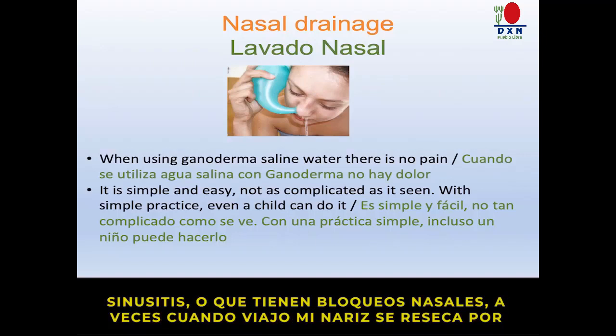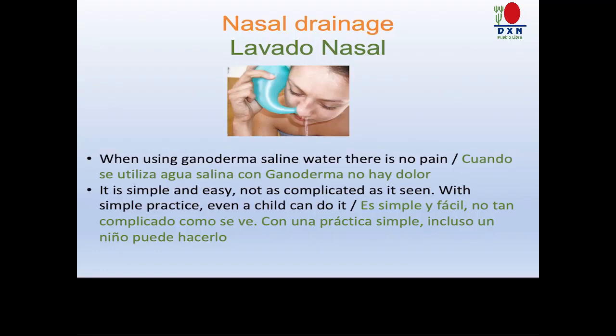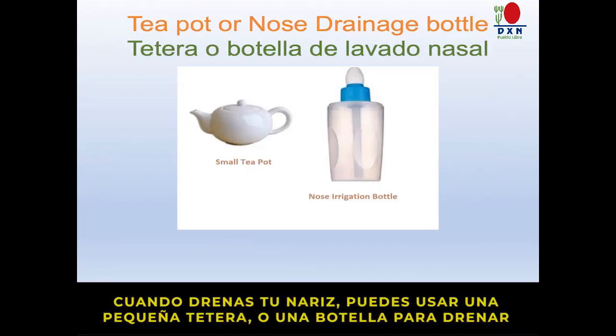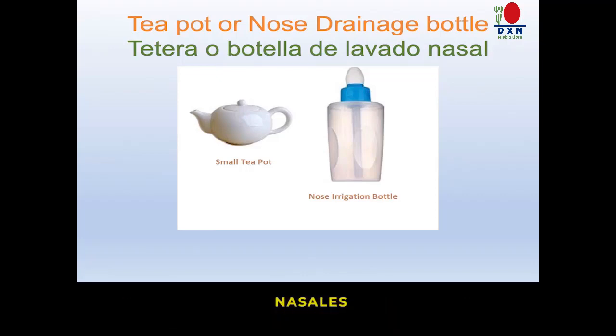Sometimes when I am traveling, my nose becomes dry, there's a lot of dust, everything. This method is very, very effective. To drain the nose, you can use a small teapot, or you can go and buy this nose irrigation bottle or the nose drainage bottle from the pharmacy, or you use the mineral bottle, as I showed you just now, with a small opening on the top, to drain your nasal.